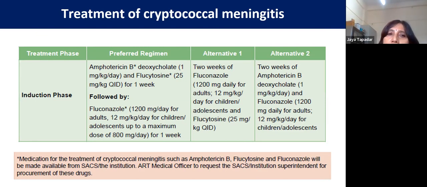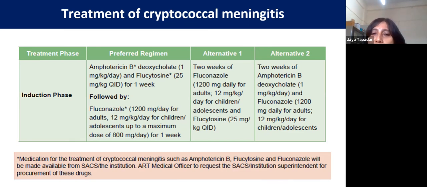In our center, we give amphotericin B at the dose of 1 milligram per kg, along with flucytosine, which is quite costly, for 1 week. And then we follow it by a very high dose of fluconazole, that is 1200 milligram daily for another week. But some people may not have access to amphotericin B, and there you can give both oral drugs, that is fluconazole plus flucytosine. But I know none of you have access.